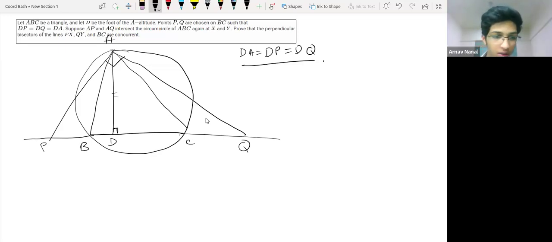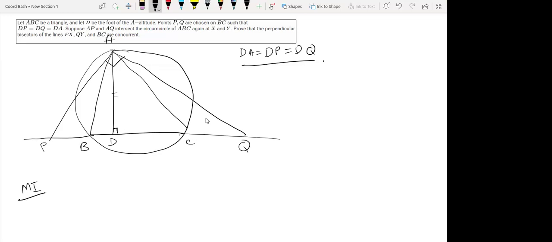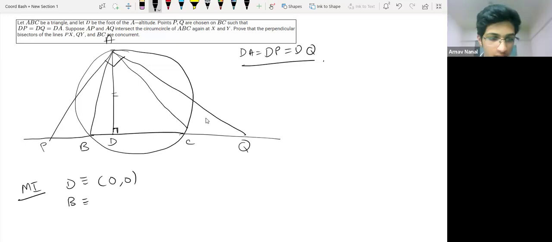So let's do the first method. We can take D to be 0, 0, C to be C, 0, A to be 0, A, and B to be minus B, 0. Okay, one thing I prefer to do is not to take B as minus B comma 0 and to take only B comma 0, because if you take minus B, you sort of break the symmetry. It's on the negative side, of course, but we don't care literally.